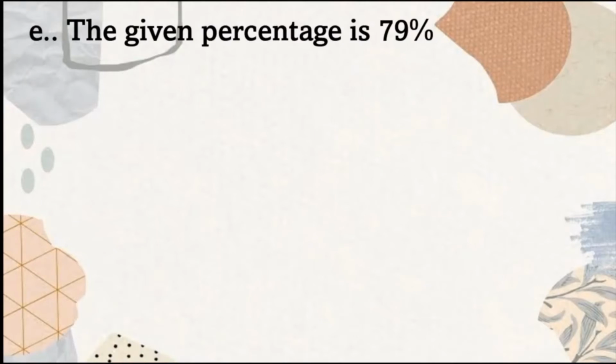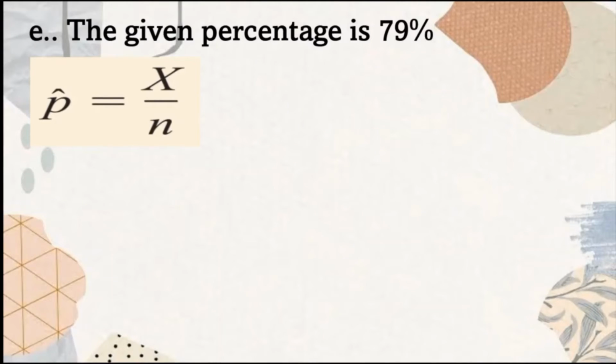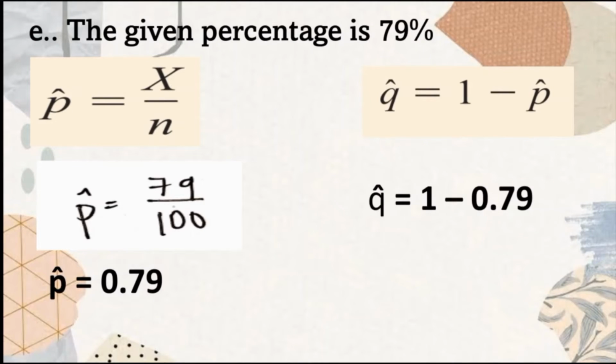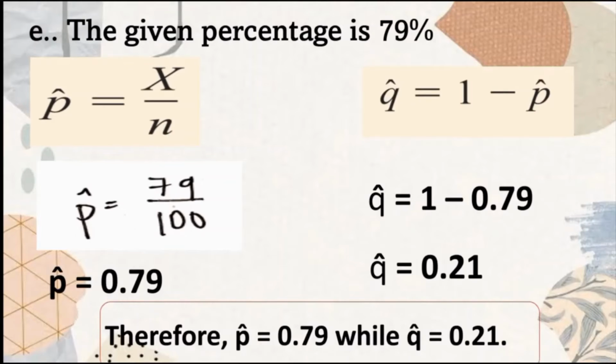Last, E. The given percentage is 79%. Our formula is P hat is equal to X over N. P hat is equal to 79 over 100, so P hat is equal to 0.79. Q hat is equal to 1 minus P hat, so Q hat is equal to 1 minus 0.79. So Q hat is equal to 0.21. Therefore, P hat is equal to 0.79 while Q hat is equal to 0.21.